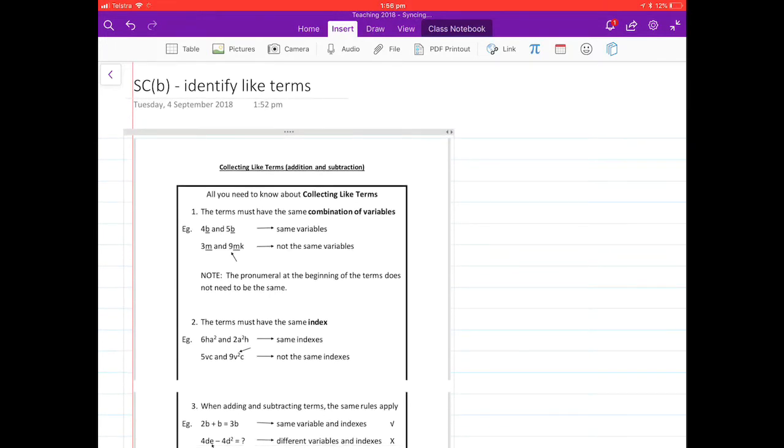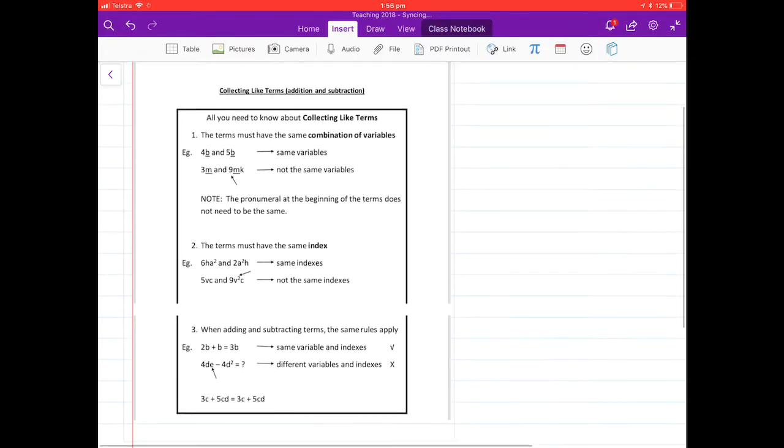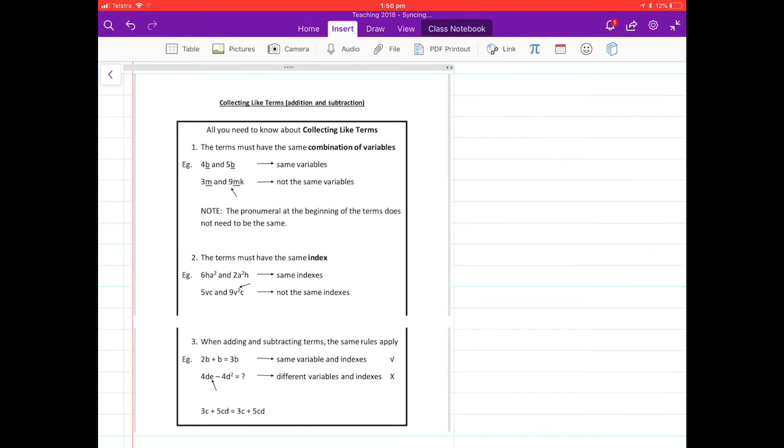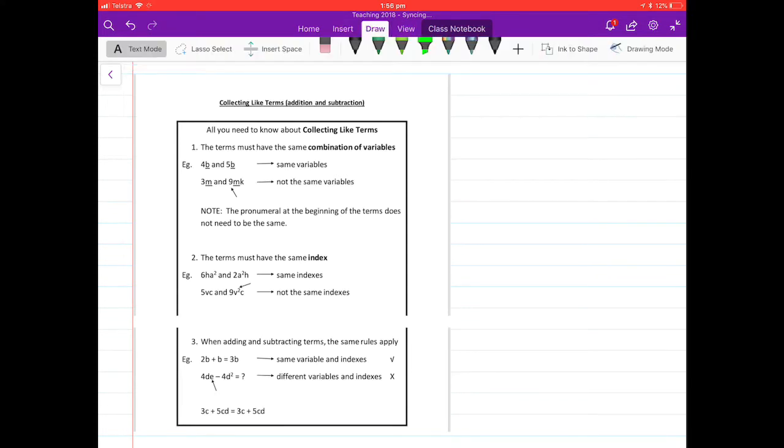Alright guys, on to success criteria B here, which is where we're looking at learning how to identify what like terms are. This little PDF file here is on your OneNote, ready for you to open and have a look at. I'm pretty much going to talk through this and look really closely at the examples, just so we can point out a couple of important things on the way.